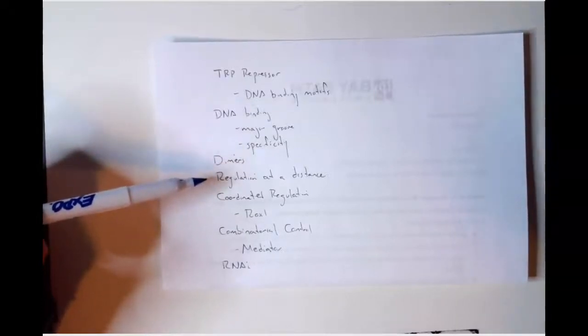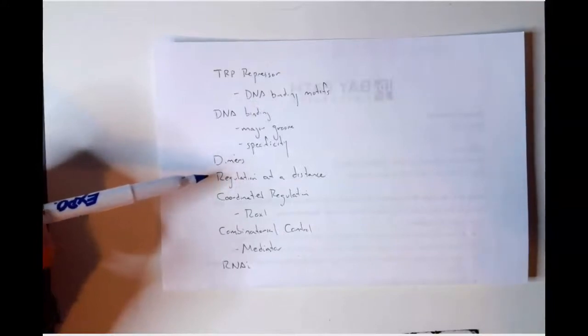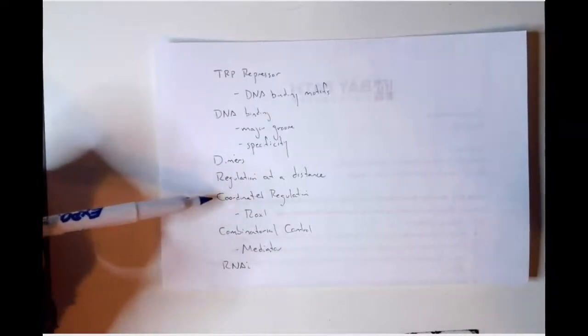And we'll talk about regulation at a distance and this whole idea of looping out. A lot of you said you weren't quite sure what was meant by that looping out. Then we'll move on to coordinated regulation and combinatorial control. We will use that ROX1 story as our coordinated regulation example. We'll use mediator as our example of combinatorial control. And we'll end with a recap of RNAi, or RNA interference. So it looks like a lot, but single stories cover a lot of these topics, as we're about to see. So it's not quite as much as we think that it is.